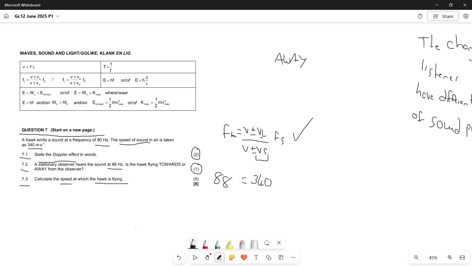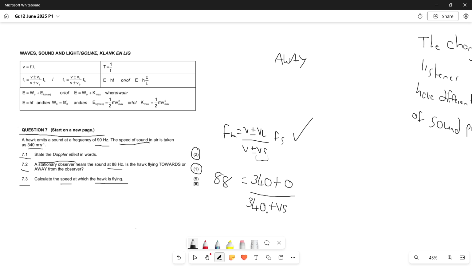And now we need to see, is there a velocity of the listener? The listener was stationary, which means we can add or subtract 0. It doesn't matter whether it's a positive or a negative, because the listener is stationary. Okay, and then once again, the velocity of the medium is 340 because that was given to us, and then the velocity of the source is plus vs over there.